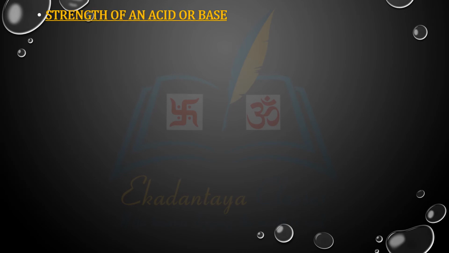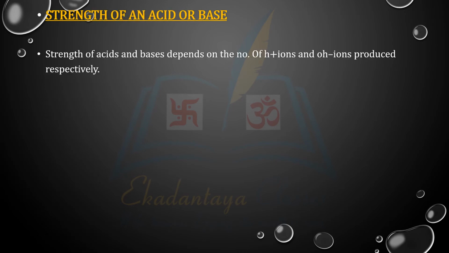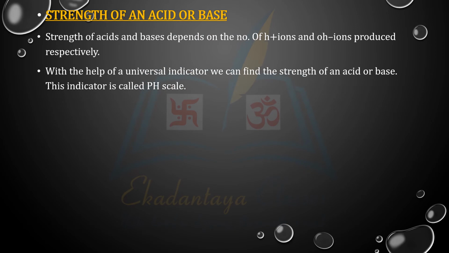Now let's see the strength of an acid or a base. The strength of an acid and a base depends upon the number of H+ ions and OH- ions produced respectively. With the help of a universal indicator, we can find the strength of an acid or a base. This indicator is called the pH scale. The pH comes from the German word potenz, which means power.